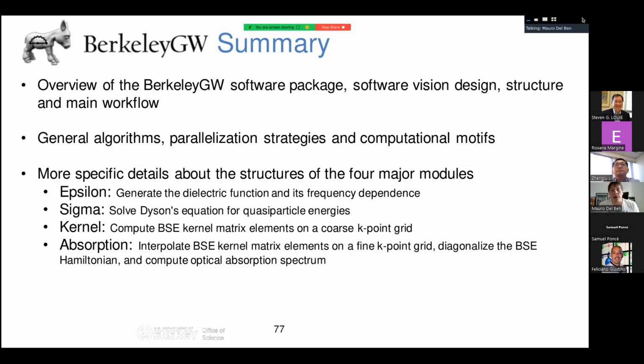And here is just a brief summary of the four major modules you're going to use. Epsilon calculates the dielectric function and its frequency dependence. Sigma solves the Dyson equation, starting from the dielectric function and calculating the screened Coulomb interaction, in order to get the quasiparticle energies. Kernel calculates kernels and matrix elements on a coarse grid for the BSE Hamiltonian. And absorption takes care of the convergence in k-points, interpolates from the coarse grid to the fine grid, builds up the BSE Hamiltonian, and finally calculates the absorption spectrum and all the optical properties.